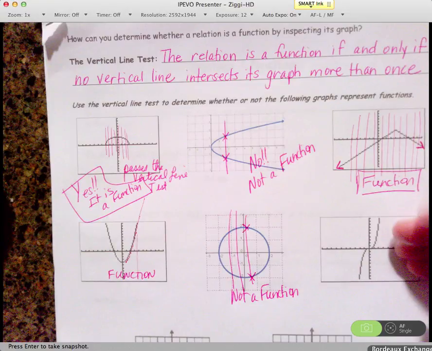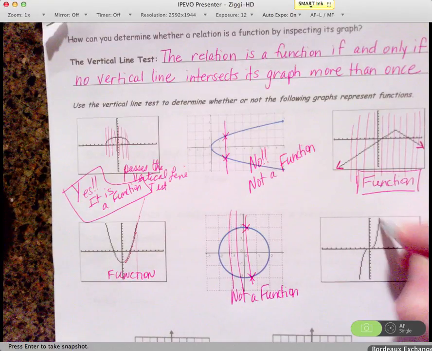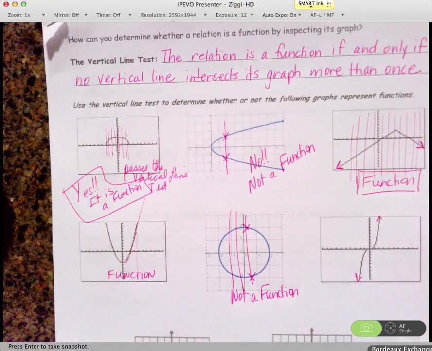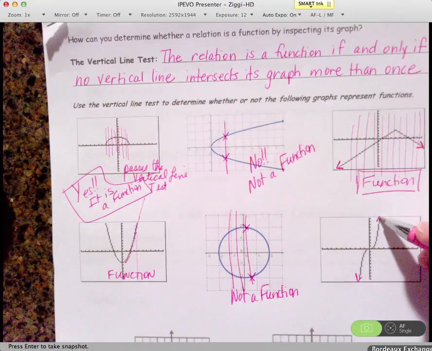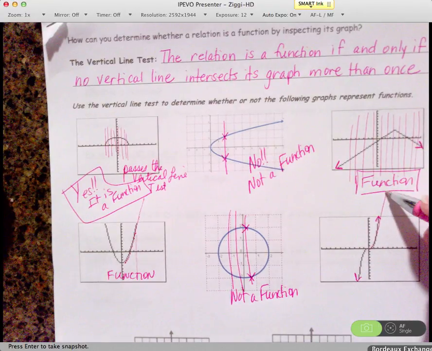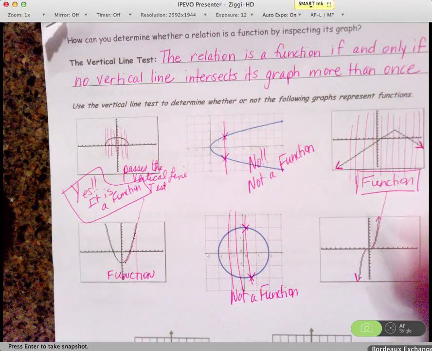And then this one could also be deceiving. So I want to make sure I point it out. This is called a cubic function, which you'll learn later. But this also goes ever so slightly out as it goes up. So this does pass the vertical line test, and therefore it is a function.